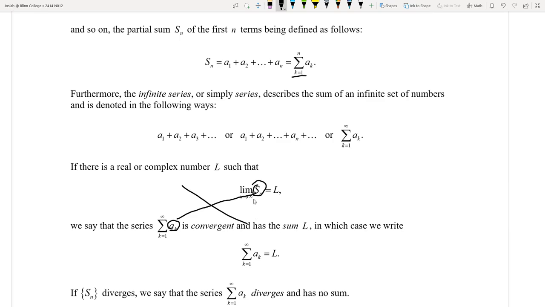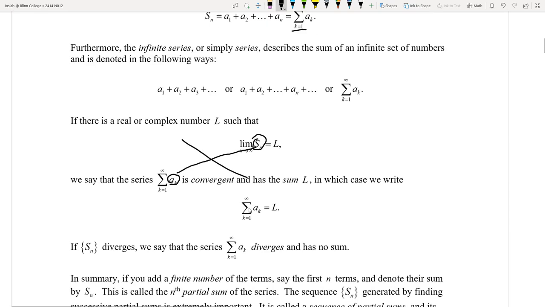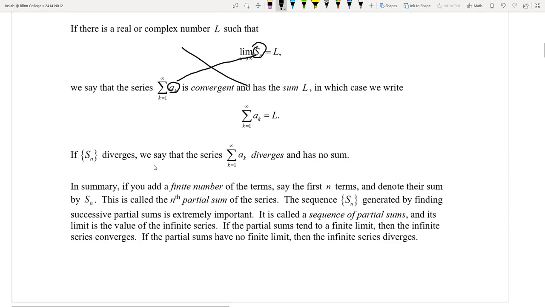We'll also say that the series, if it converges to L, has the sum L. And so we can write down that the series is equal to L, like that. If our partial sums diverge, we'll say that the summation here diverges and has no sum. So if you add a finite number of terms, you can call that S sub n. That is the nth partial sum.